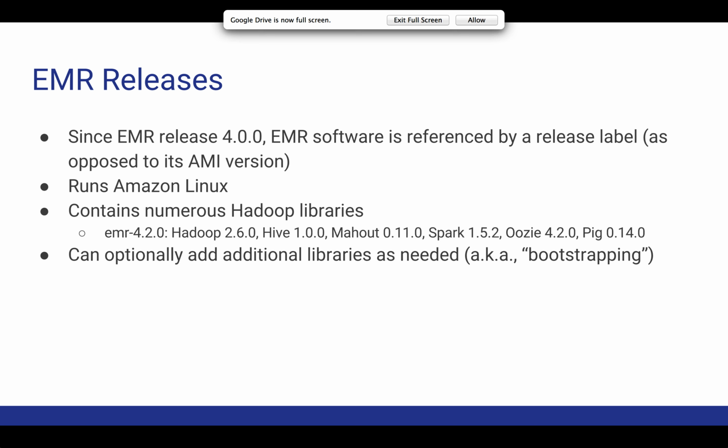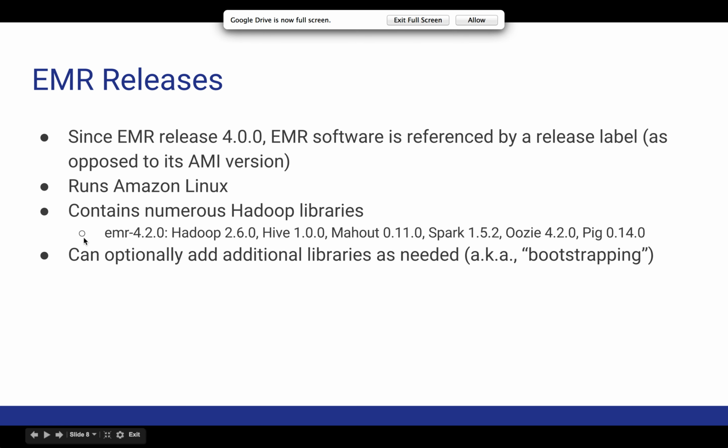Now, the various EMR releases contain numerous Hadoop libraries. The most recent one, the current up-to-date one, at least when I'm giving this presentation, is EMR 4.2.0, and that contains, amongst other libraries, the following ones in particular. So there's Hadoop 2.6.0, Hive 1, Mahout, Spark, Oozie, Pig. There's a few others as well, but you can see you get all of these just by specifying this release.